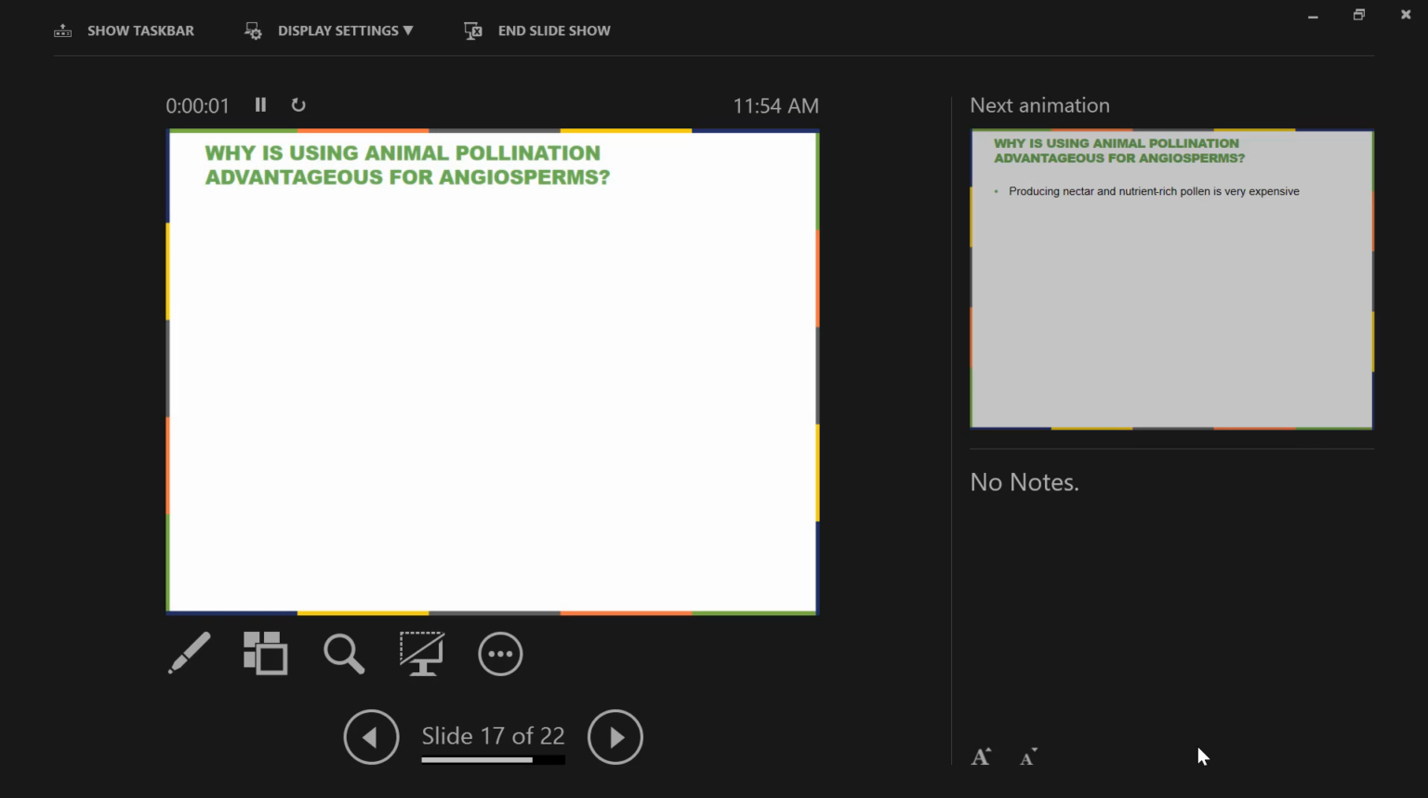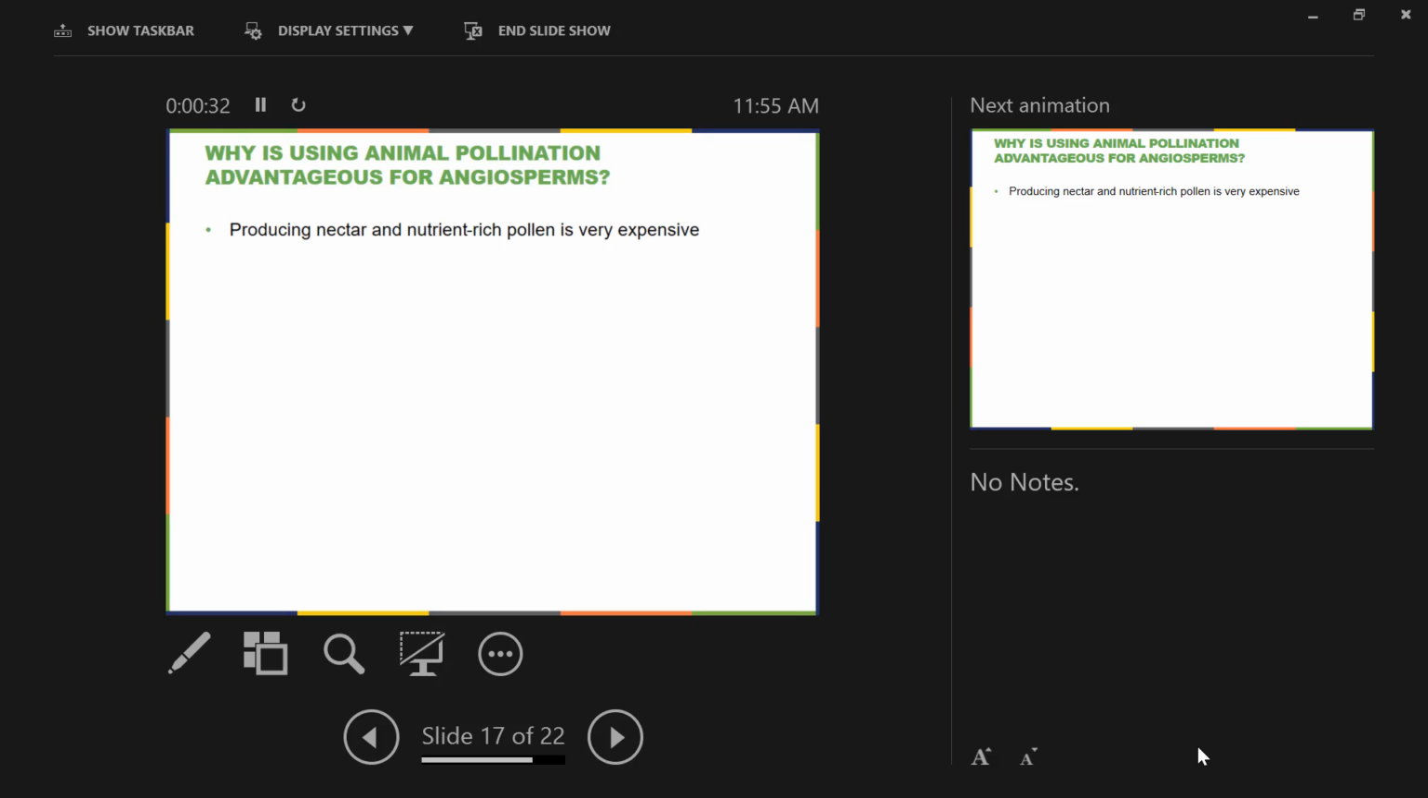So again, we've got two more framing questions that we need to deal with. And the first of these is, why is using animal pollination advantageous for angiosperms? So the answer to number 4 on the quiz, which you all got right, was C, that what makes angiosperms so successful is that they use animals for both pollination and dispersal, taking seeds to new places. Why is that advantageous?